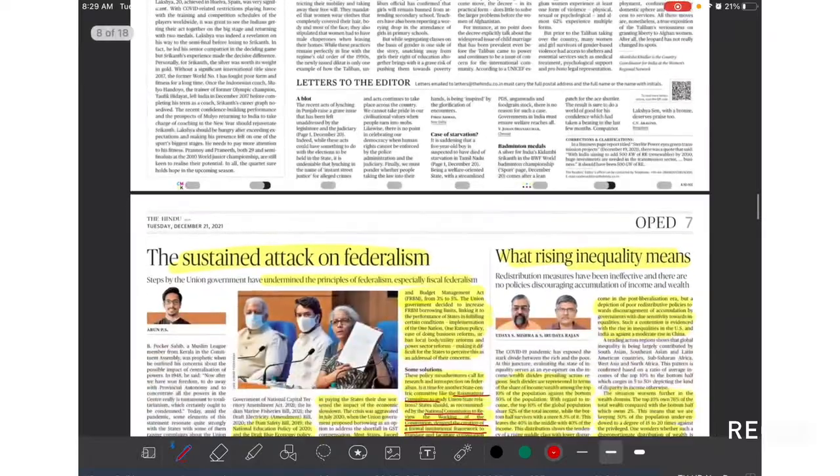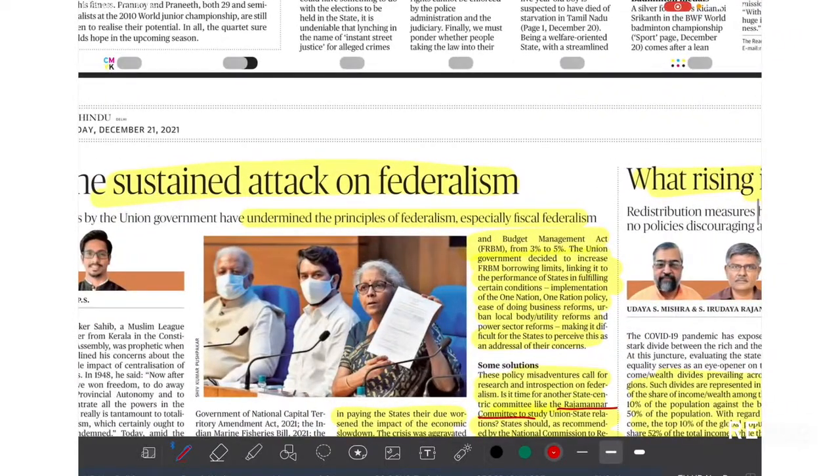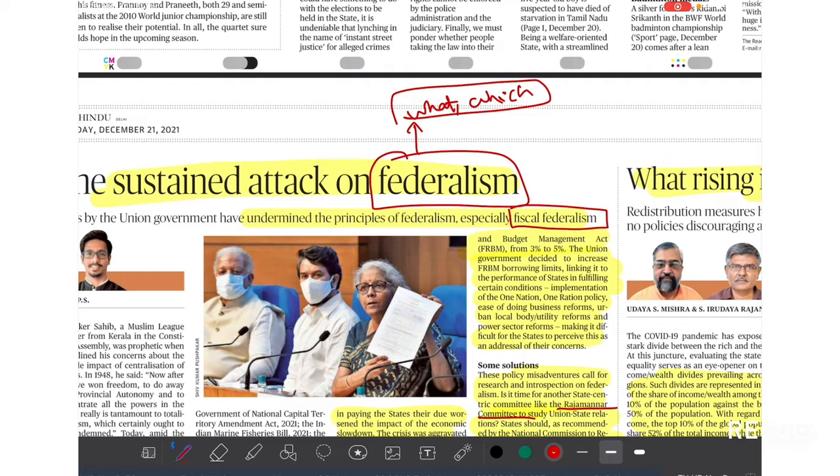Alright, then the article on the sustained attack on federalism is a really good article. Especially, this article focuses on fiscal federalism. So obviously we have studied federalism. If you haven't already studied that thoroughly in your polity part, please make sure you have a particularly sound note on federalism for your GS2 topics for mains.